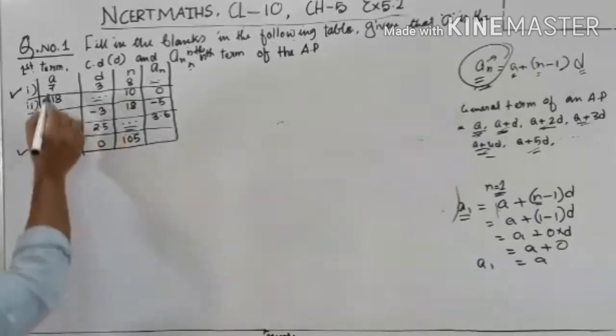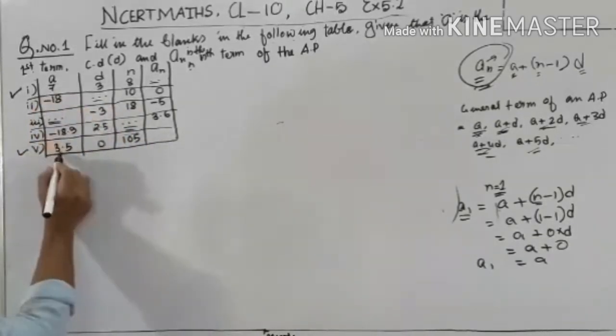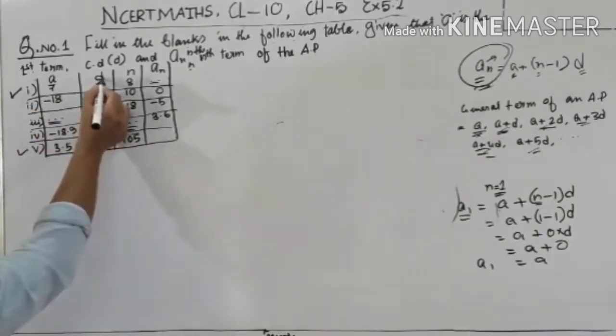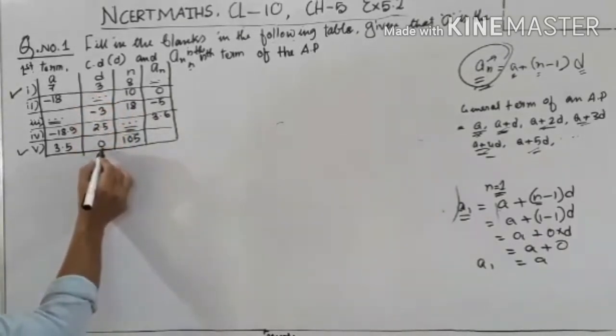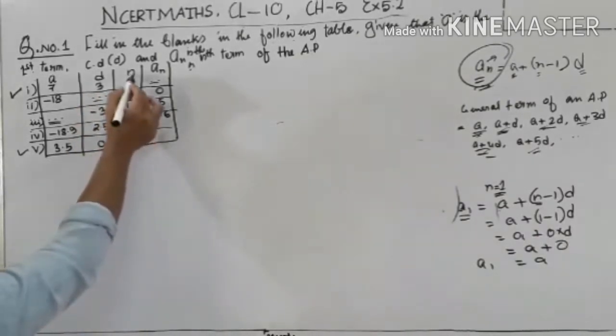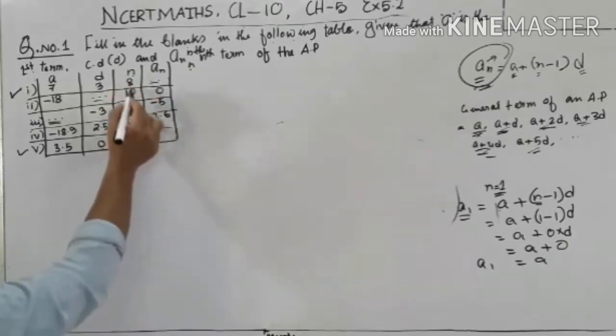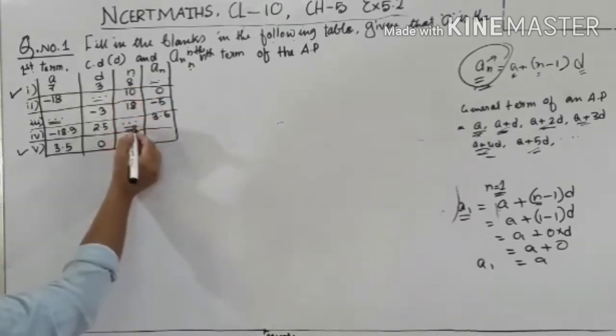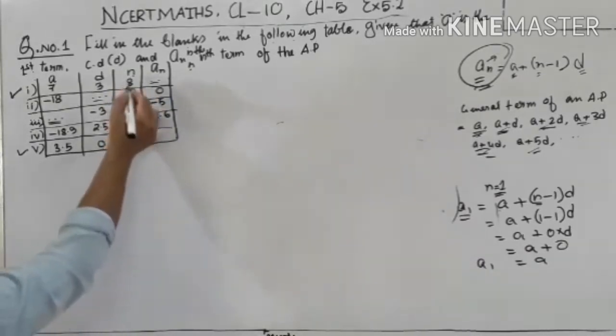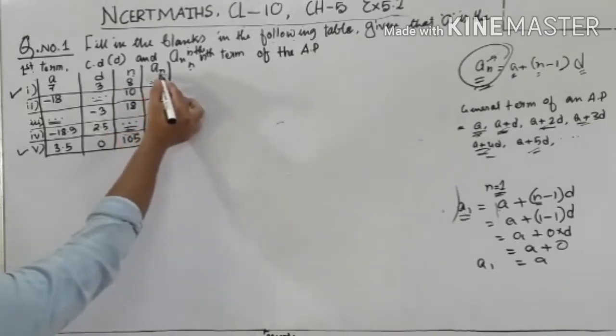What is given here? The first term is given. Here also the first term is given. So here the common difference is given as 3, and here 0. And what about the number of terms? Here it is not given. That means we have to find the number of terms here. Okay.